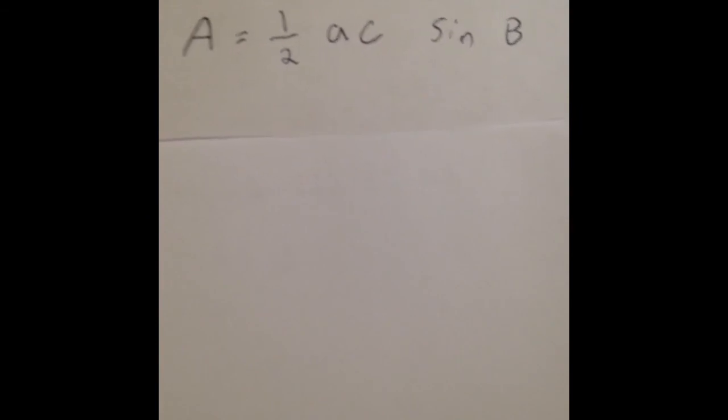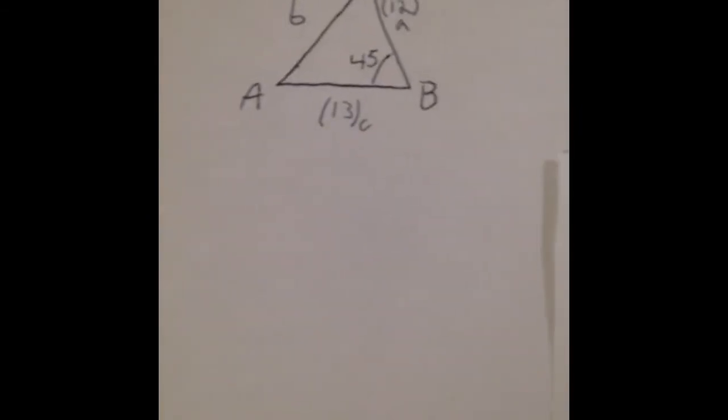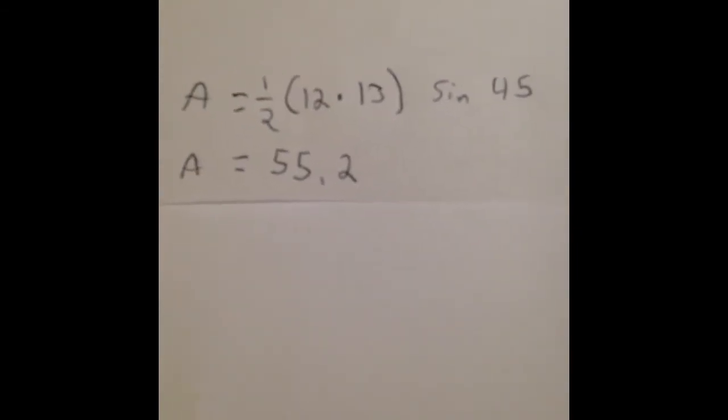So here's the equation that we're going to use. All you do is plug in your sides and your angle, where B is your angle, and A and C are your two sides. So you plug those in, and this is what you get. So area equals 1/2 times 12 times 13 times sine of 45. And of course I've already solved it, but you still have to do it on the calculator, which is a little bit easier than writing it all out. So let's do it on here.